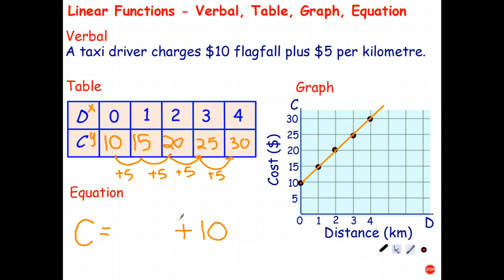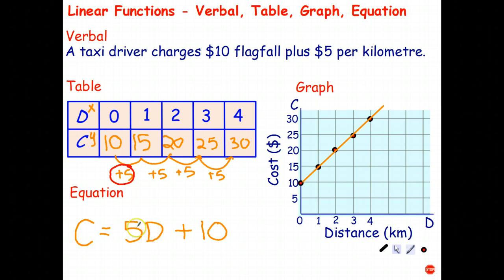Now what I then have to work out is the running cost. Like for example, if I go 1 more kilometer, how much more is it going to cost me? Well, you can look at the table, look at the graph and see that every time I go 1 unit to the right, the cost goes up by 5. Another way to do it is to look at this number here. Every time D goes up by 1, C goes up by 5. And the way we can represent that in an equation is we just multiply 5 by the distance. And there's the equation.